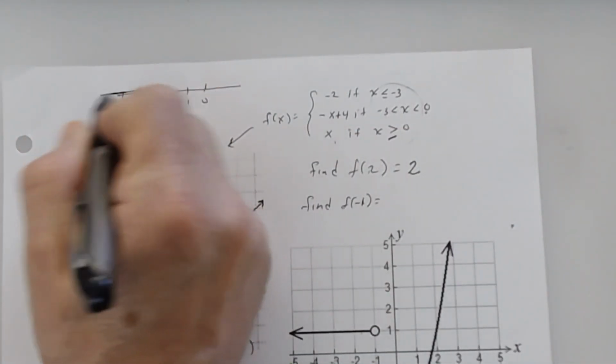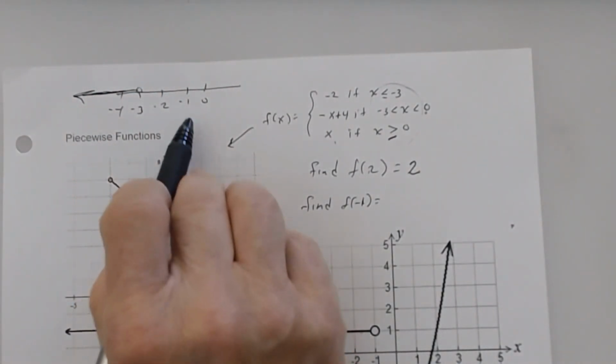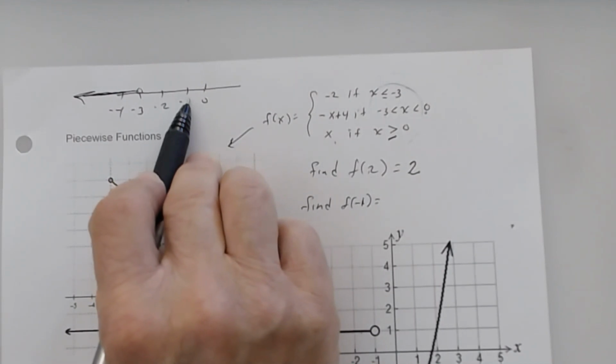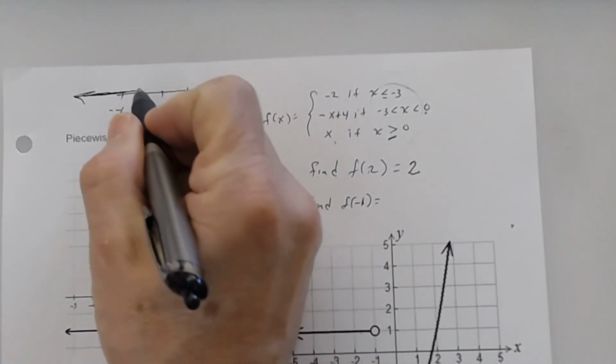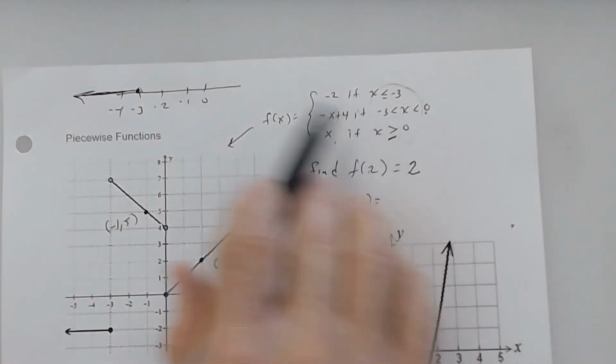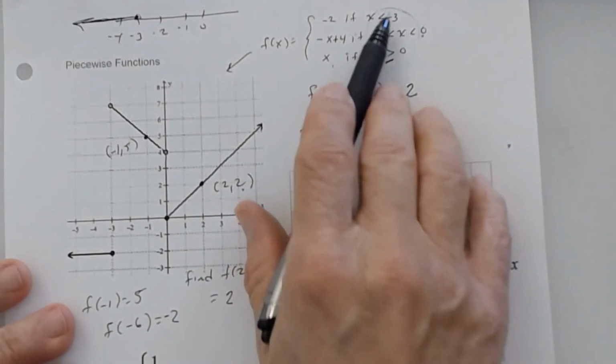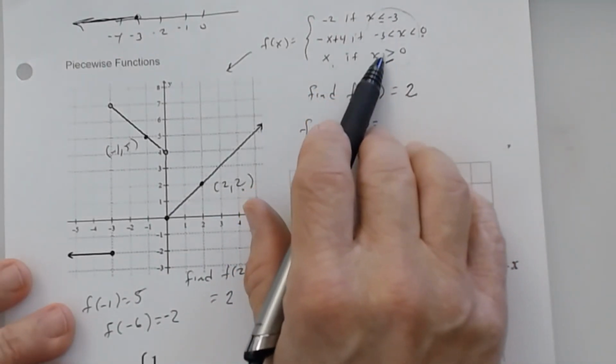X is less than -3 means from -3 to -infinity. So do y'all see that -1 is not in there? That should be closed right here because there's an equal sign. All right, but -1 is between -3 and what? 0. So I'm going to ask you again. If x is -1, which one do I use? First, second, or third? Second.